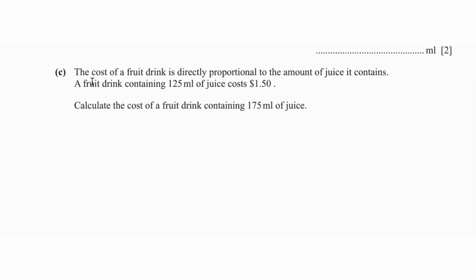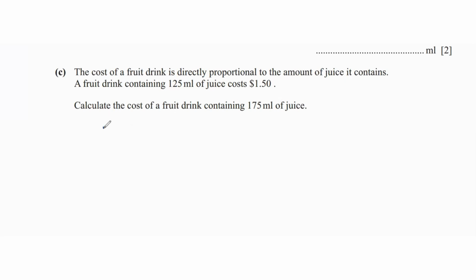Then says the cost of a fruit drink is directly proportional to the amount of juice it contains. A fruit drink containing 125 ml of juice costs $1.50. Calculate the cost of fruit drink containing 175 ml of juice. So as you know, in direct proportion, if one quantity is increasing, so is the other. If one quantity is decreasing, so is the other. As you can see over here, the quantity of juice is increasing, which means the cost would also increase.